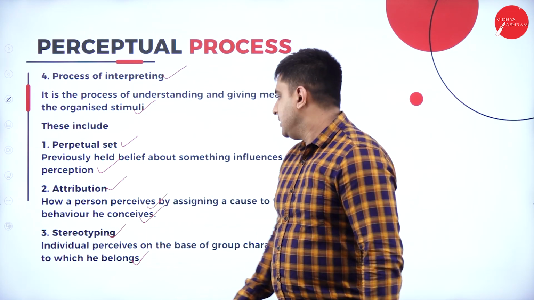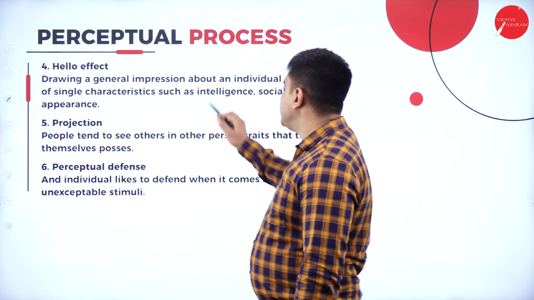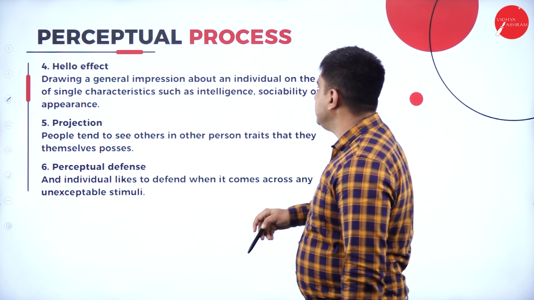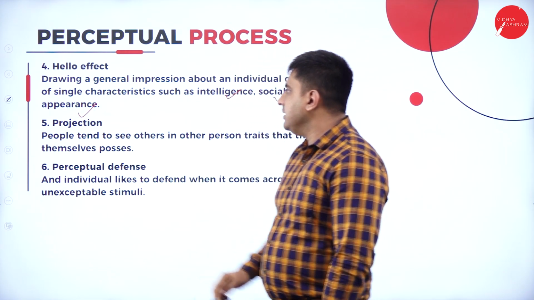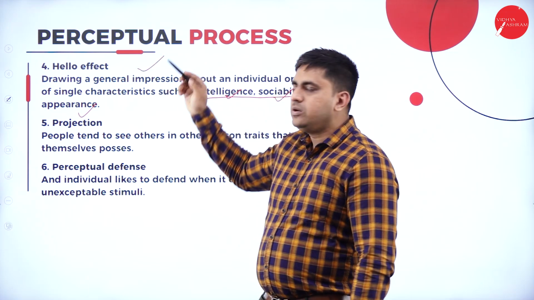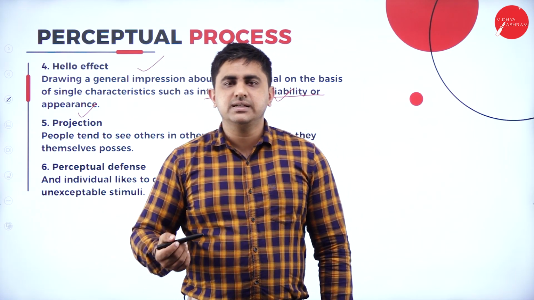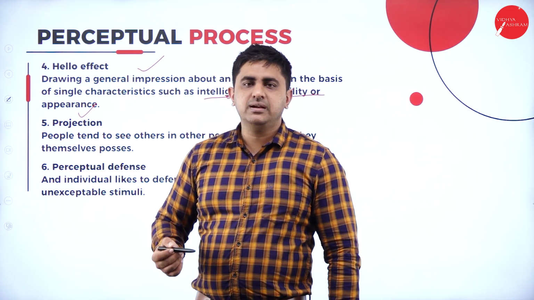This is called stereotyping. Next, drawing a general impression about an individual on the basis of a single characteristic such as intelligence, sociability or appearance. Just by knowing these characteristics, you are drawing a general impression. Just by looking, if a person is very intelligent, you call him a very good guy. Or if he is very sociable, you consider him a very good human being.